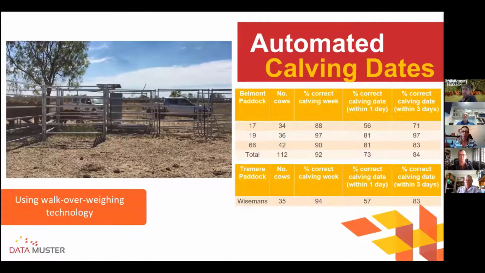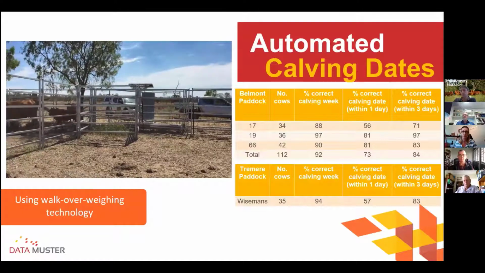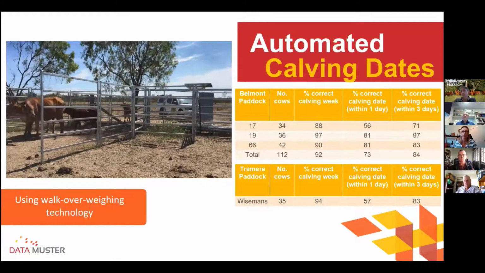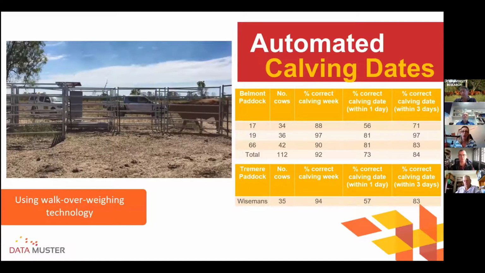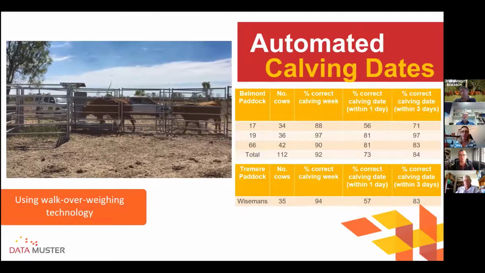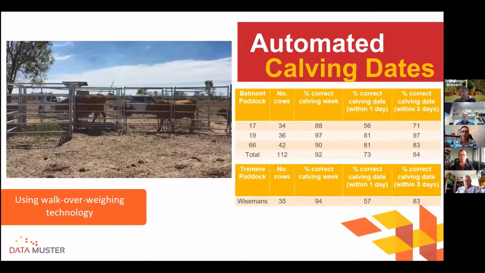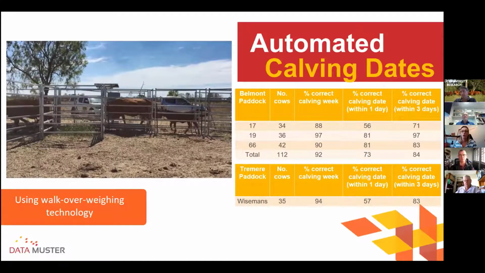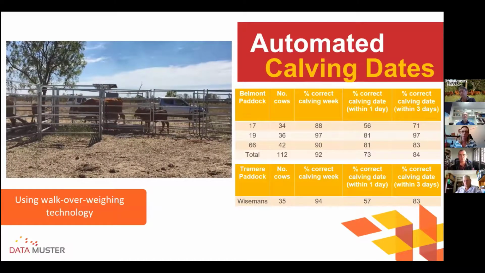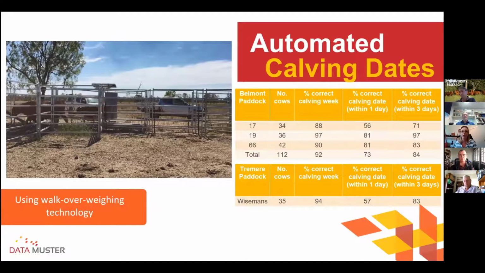So at present, the key message from us in regard to automatically determining calving dates using walkover weighing is that it takes a team with expertise in walkover weighing, cattle handling, and data science, as well as customized hardware and supporting software. It is certainly not a case of sticking a walkover weighing system out in the paddock and expecting to receive good results.